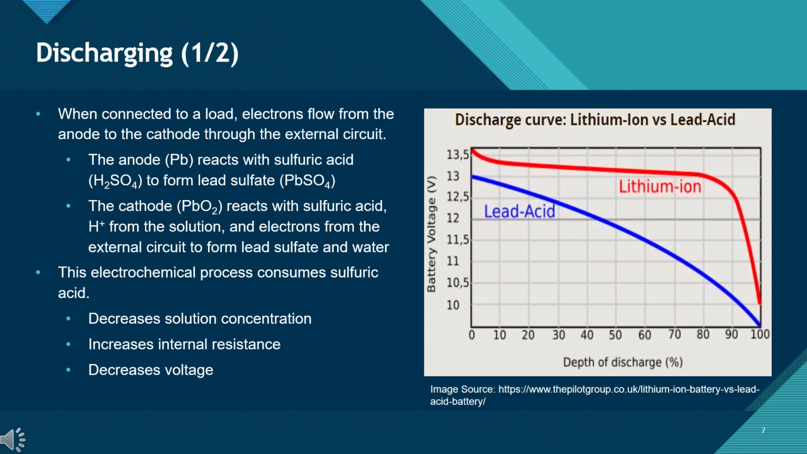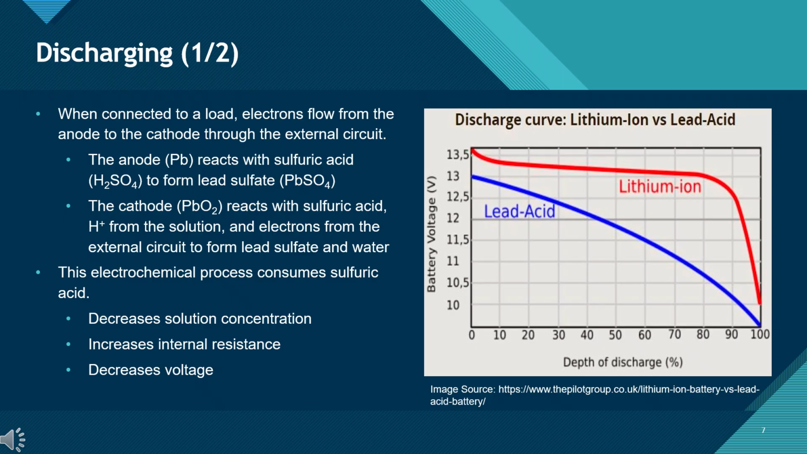At the anode, which is made of metallic lead, a reaction occurs with sulfuric acid to form lead sulfate. At the cathode, lead dioxide reacts with sulfuric acid, hydrogen ions, and the incoming electrons, also forming lead sulfate and water. As this process continues, the sulfuric acid in the electrolyte is gradually consumed.